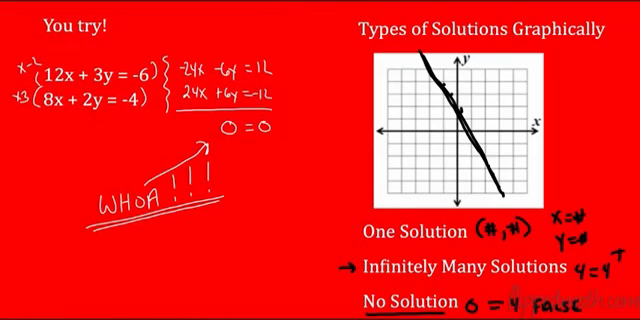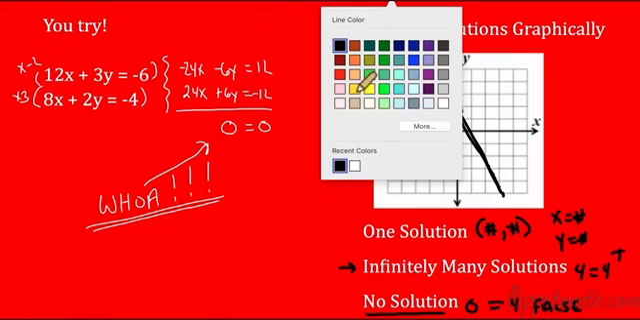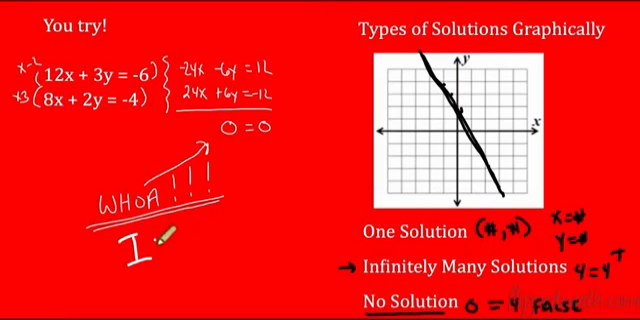So over here we now know that we have infinitely many solutions because 0 does equal 0. That is a true statement. All right, so you need to keep an eye out on these. You could have one solution when you have 2 lines. All right, you could have infinitely many, or you could have no solutions.